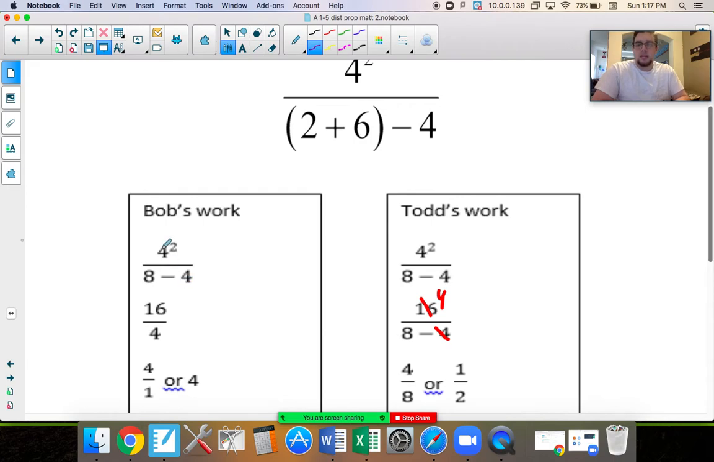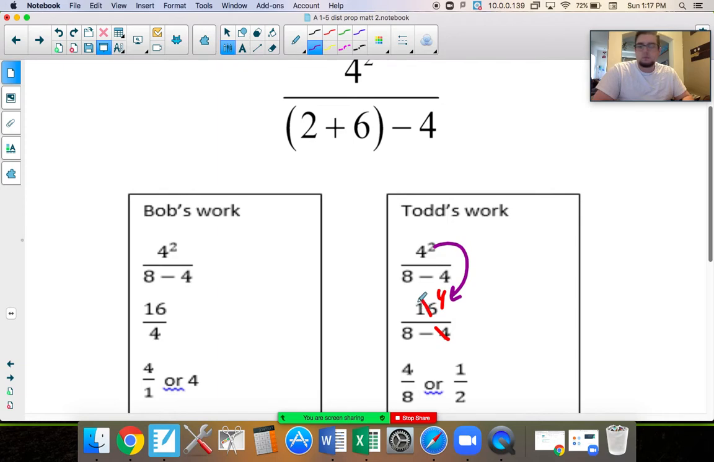The next stage, Bob squared the 4, got the 16. So did Todd. Bob also did 8 minus 4 and got 4. He simplified this fraction down to a 4. Todd did the exponents.